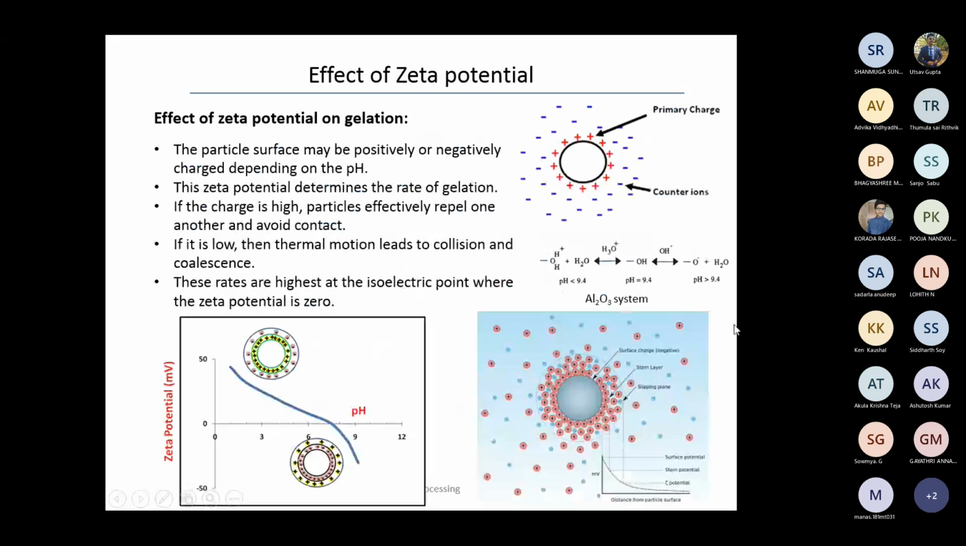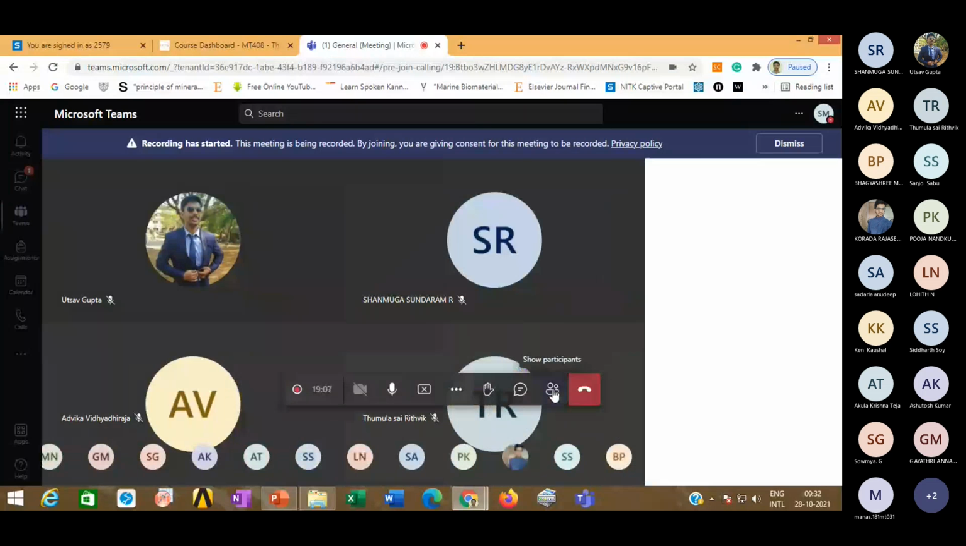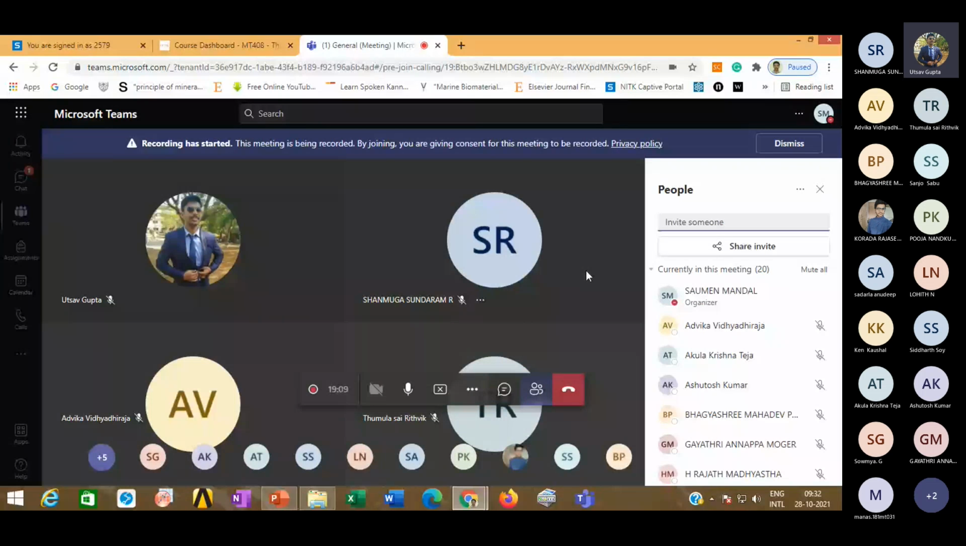Now the zeta potential. So what is zeta potential? Can anyone tell what is zeta potential? How to define zeta potential? Can anyone, please? What is zeta potential? How to find out the zeta potential? Can anyone? What is zeta potential? Please. The potential between the layers, sol layer and the coating.